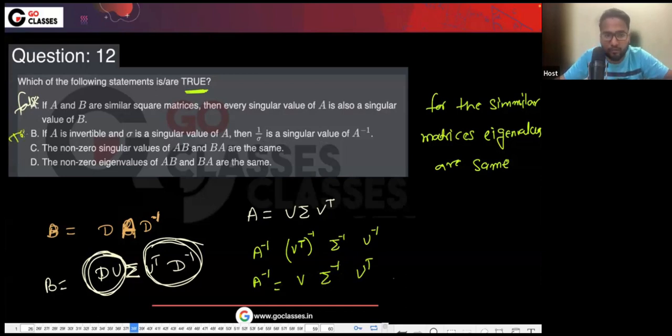So that is true. The non-zero singular values of AB and B are the same. Non-zero eigenvalues are the same, but singular values need not be. Okay. So this is also false. Eigenvalues, this is true. So B and D are the correct answers, right?